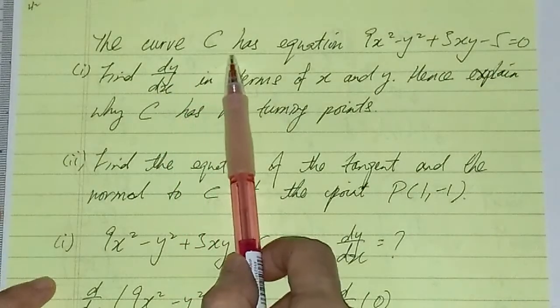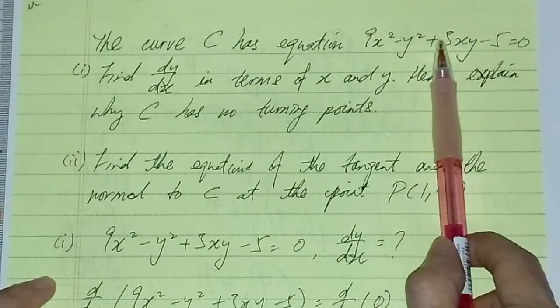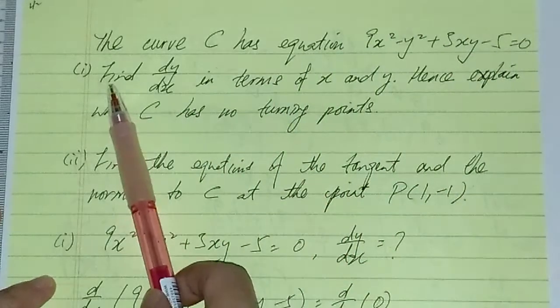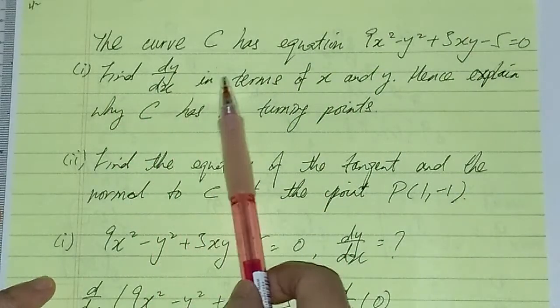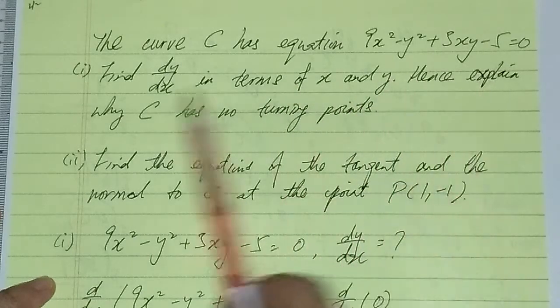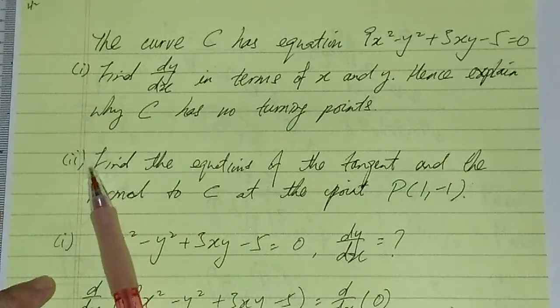The curve C has equation 9x squared minus y squared plus 3xy minus 5 equals 0. You're asked to find dy/dx in terms of x and y. Hence, explain why C has no turning point. There are two parts.